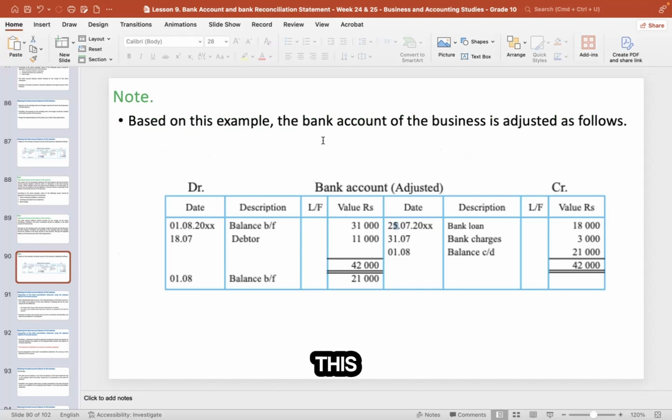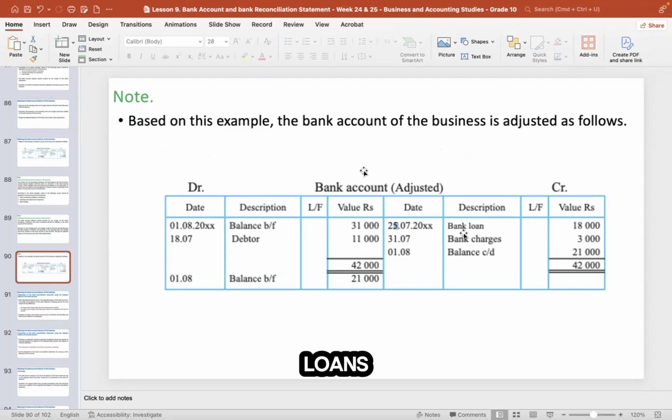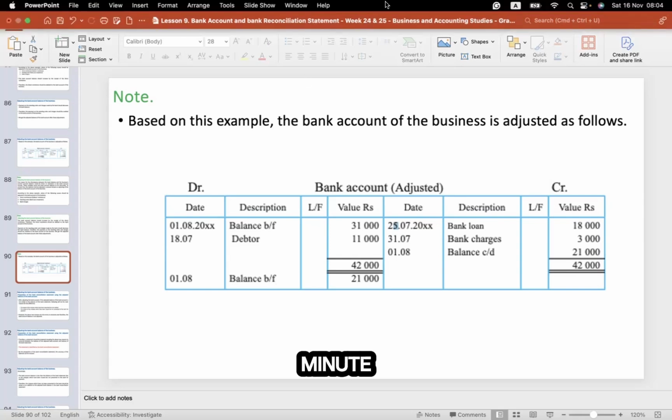Complete writing this. So this is the adjusted bank account. We have included all these items which are recorded in the bank statement but not recorded in the bank account. If you can see the receipts from the debtor, the direct remittance, and the payment for bank loans and the bank charges, they are being recorded here. So take 1 minute and complete this.